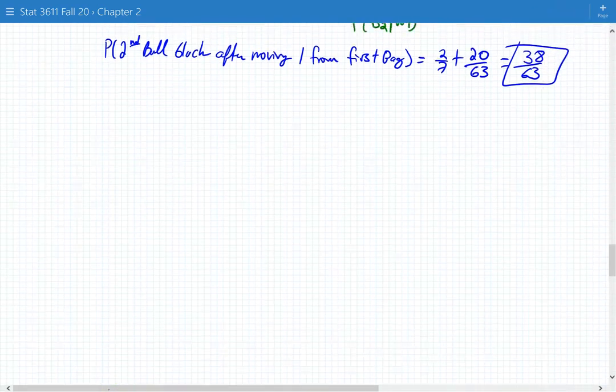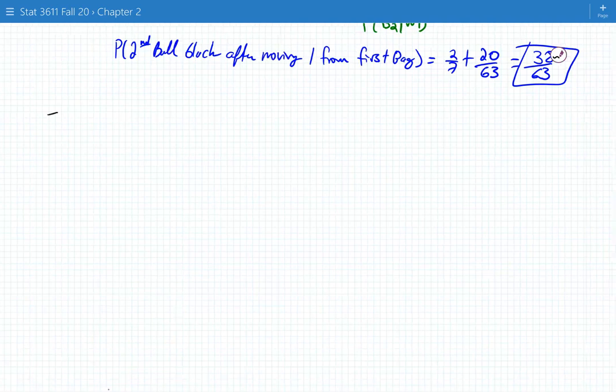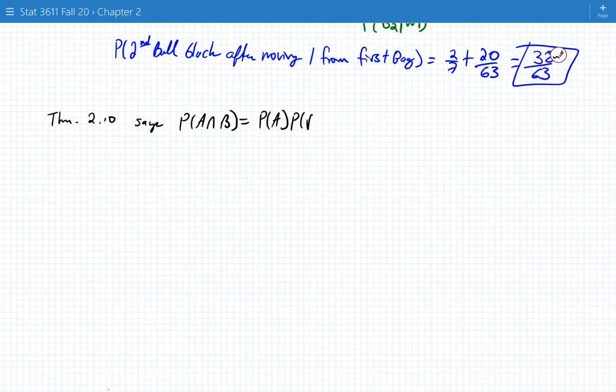Welcome back. All right, so let's take a look at a couple of the things that we just had here. So Theorem 210 said that the probability of, this is the multiplicative rule, the probability of the intersection of A and B is equal to the probability of A times the probability of B given A.